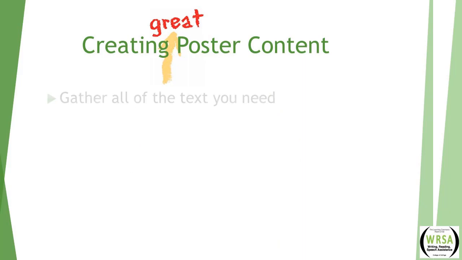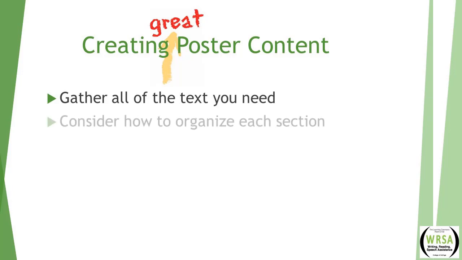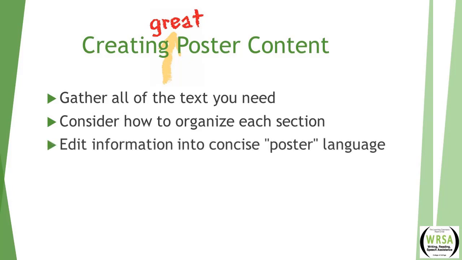The first step is to gather all of the text that you need. Space on a poster is limited. It's very limited. While keeping your audience in mind, you will need to make decisions about what information, text and images, that you want to include and how to organize this information in each section. This information may come from a paper you've already written, but now you will need to edit it into concise poster language. Don't try to include everything from your paper, and don't just copy and paste paragraphs into the template. That text will need to be strongly edited.